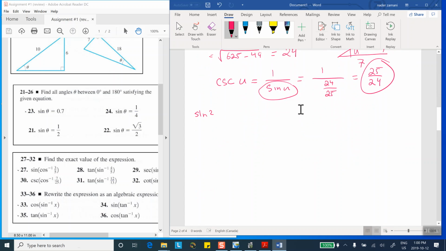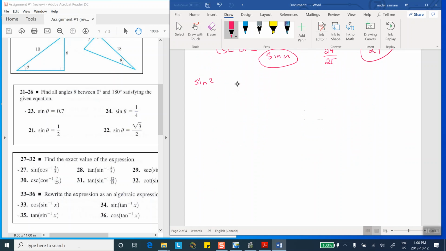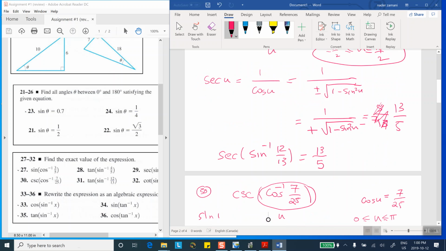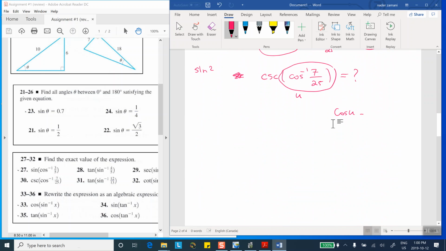Now what's solution 2? Let's write it again. We want cosecant of cos inverse of 7 over 25. We want to know what this thing is. We call this thing u. As soon as you do that, cosine of u is equal to 7 over 25, and u is between 0 and pi.